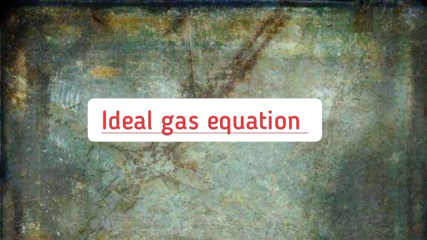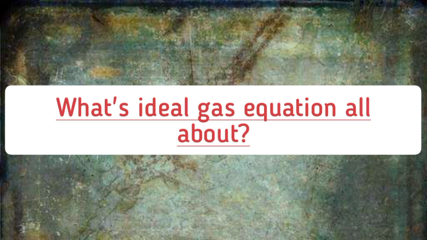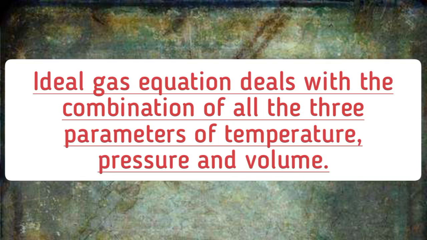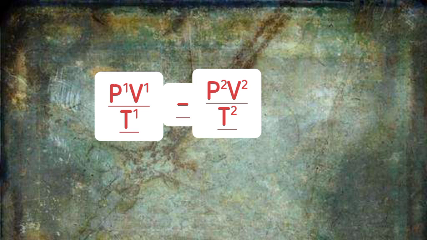Now let's move to the second one, which is ideal gas equation. What is ideal gas equation all about? Ideal gas equation deals with the combination of all three parameters: pressure, temperature, and volume. That is what ideal gas is. So let's take a look at this. P1 V1 all over T1 is equal to P2 V2 all over T2. This is the ideal gas equation.